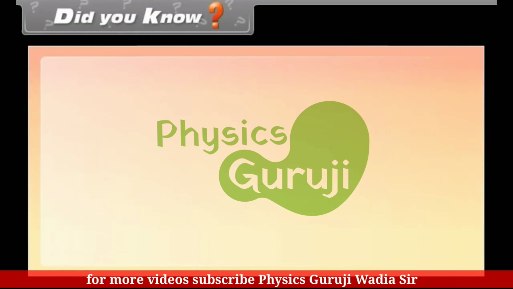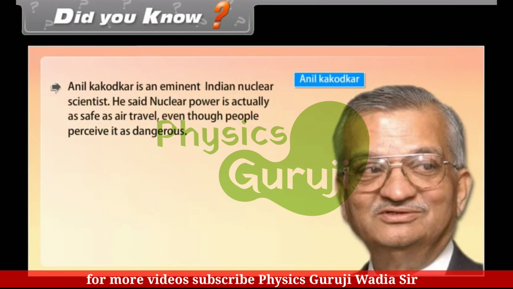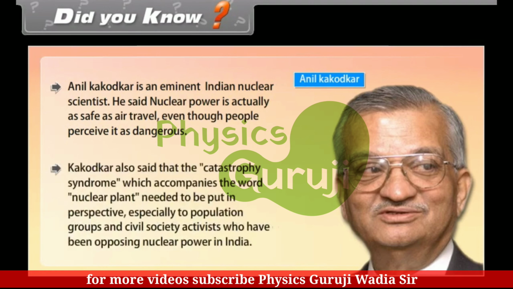Did you know? Anil Kakodkar is an eminent Indian nuclear scientist. He said, nuclear power is actually as safe as air travel, even though people perceive it as dangerous. Kakodkar also said that the catastrophe syndrome, which accompanies the word nuclear plant, needed to be put in perspective, especially to population groups and civil society activists who have been opposing nuclear power in India.